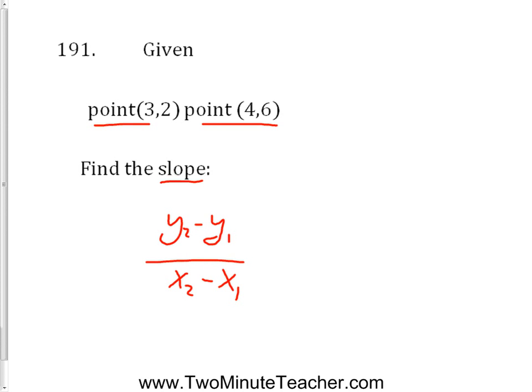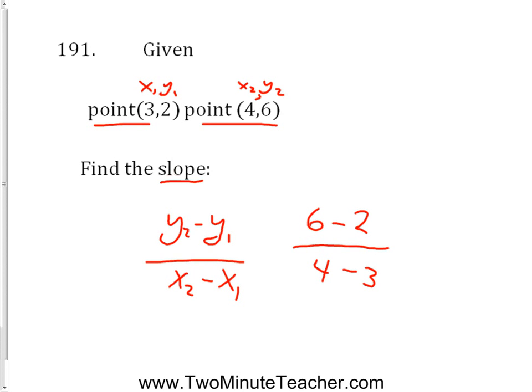All right, so basically what that means is this is my x sub 1 and y sub 1. Here's my x sub 2 and y sub 2. And I plug those in to this little formula. So I subtract the y's, so I go 6 minus 2 over, I subtract the x's, 4 minus 3.